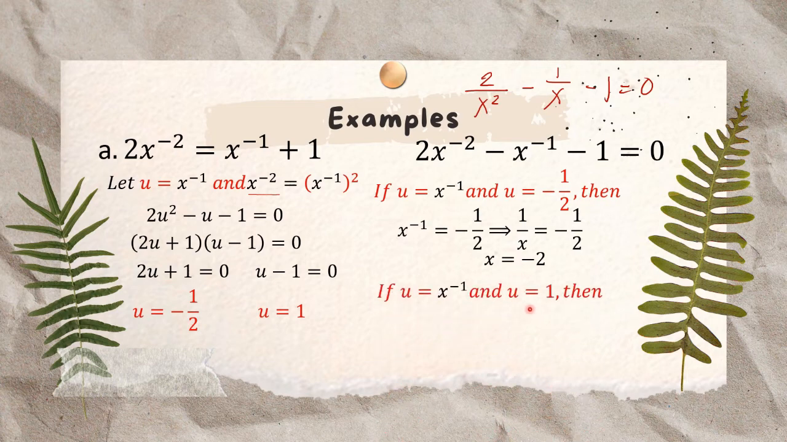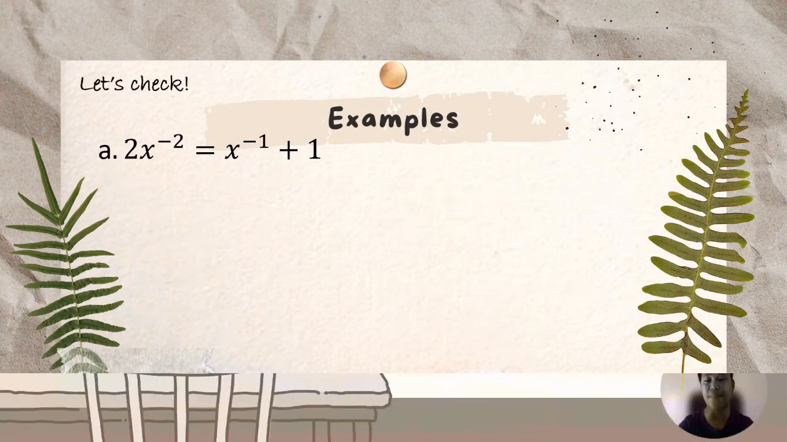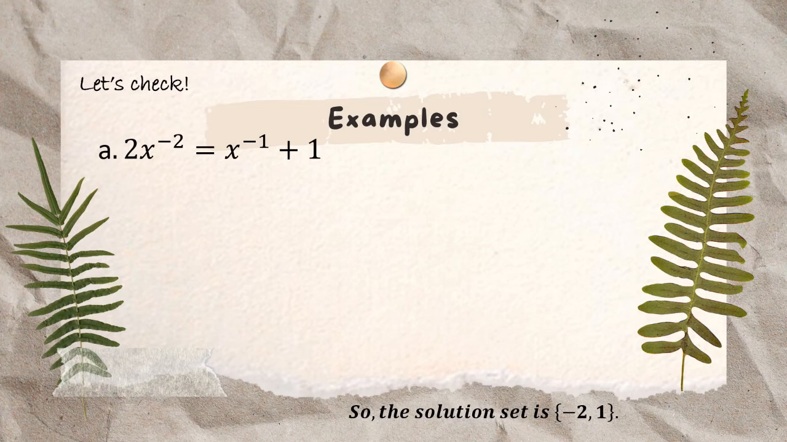And if u is equal to 1, then x raised to negative 1 is equal to 1. And 1 over x is equal to 1. Cross multiply, we have x times 1 is x, 1 times 1. The denominator of 1 is 1. So, 1 times 1 is 1. Therefore, the values of x are negative 2, positive 1. Let us check if these values are true solutions of this given equation. Let us check the values of x that we got on our previous slide.